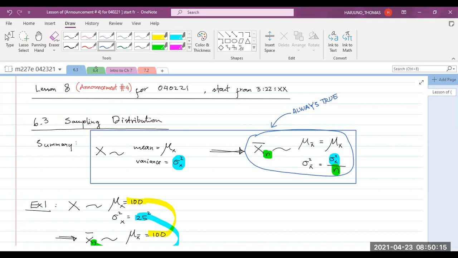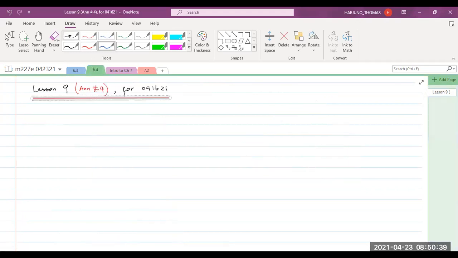Okay, now let's go to 6.4. I see the textbook suggests exercises from 6.3, but they want you to do a lot of experiments, and that actually takes so much time. So instead of doing it that way, let me just go on to 6.4. After all, that's where we will use it. Okay, now what is 6.4? Central limit theorem.